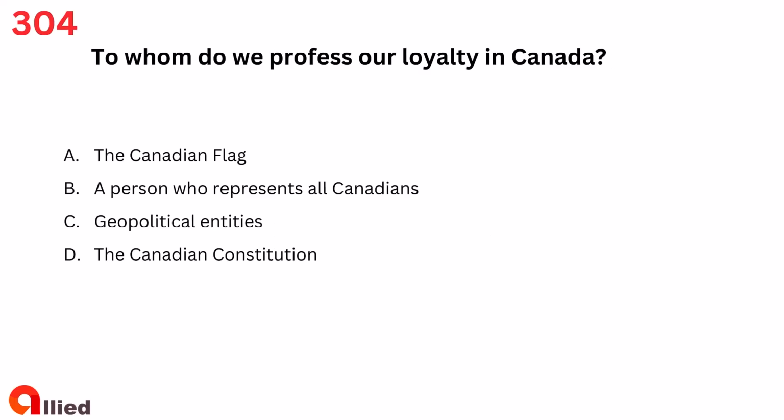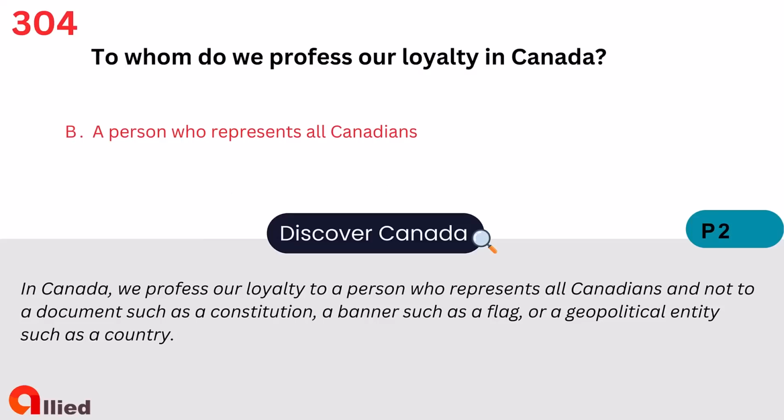Question 304. To whom do we profess our loyalty in Canada? A. The Canadian flag. B. A person who represents all Canadians. C. Geopolitical entities. D. The Canadian Constitution. The answer is B. A person who represents all Canadians.